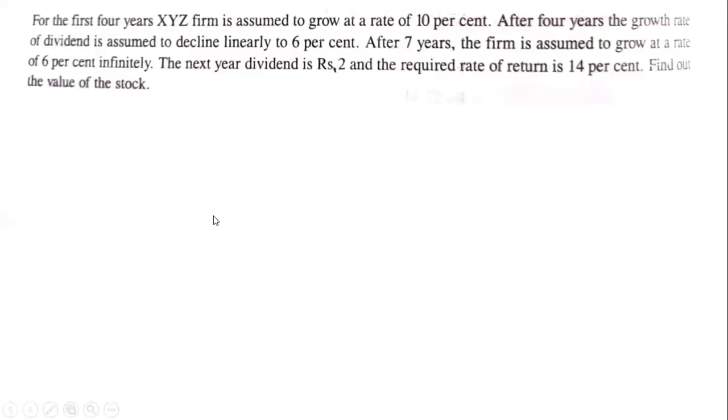So let's say we saw the two-stage model. Now we are going to calculate it for three phases. So let's solve it. For the first 4 years, the XYZ firm is assumed to grow at a rate of 10%. So for 4 years there is no problem. After 4 years, the growth rate of the dividend is assumed to decline linearly to 6%.